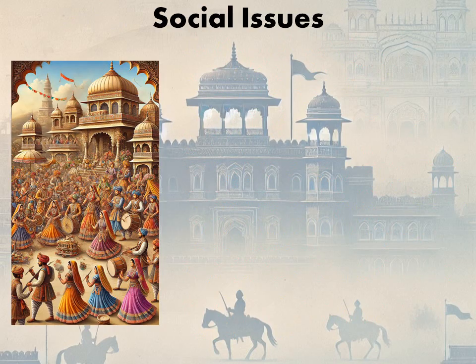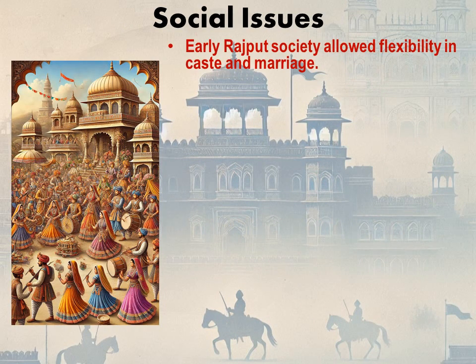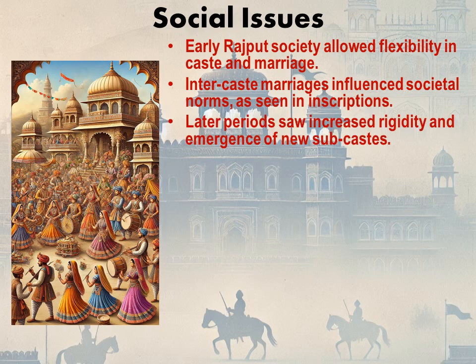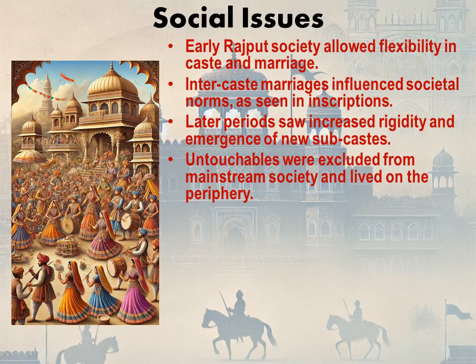Social issues. Early Rajput society allowed flexibility in caste and marriage. Intercaste marriages influenced societal norms, as seen in inscriptions. Later periods saw increased rigidity and the emergence of new subcastes. Untouchables were excluded from mainstream society and lived on the periphery.